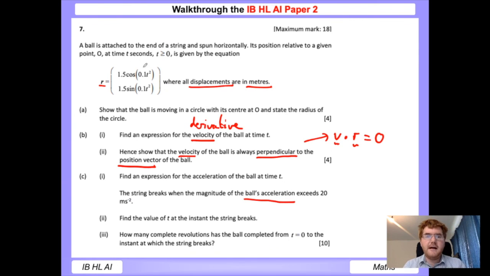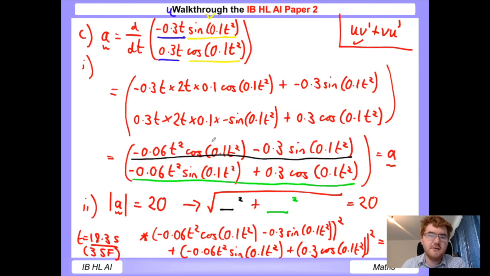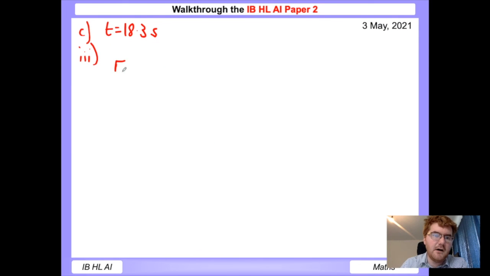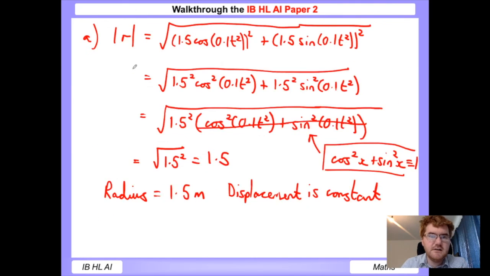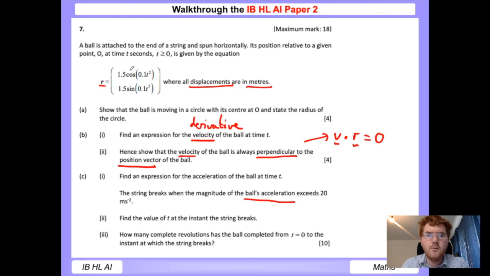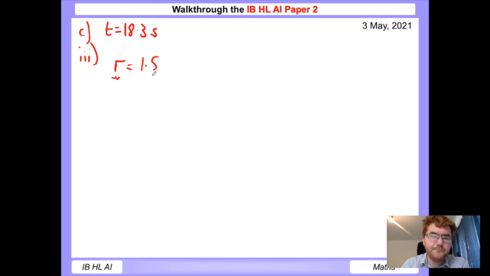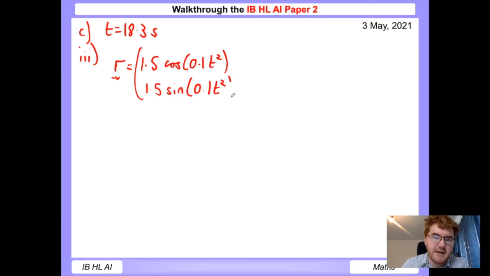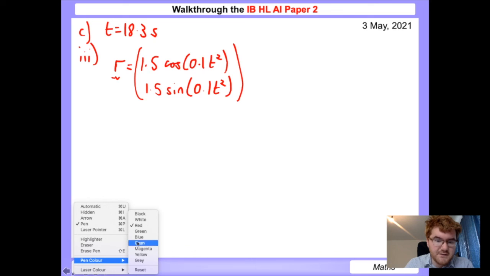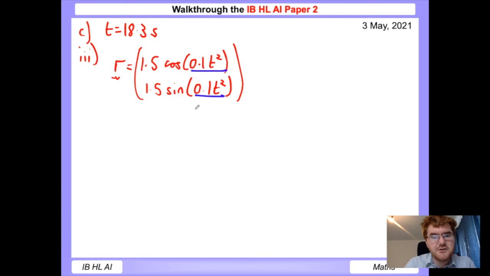So we're going to go right back to our initial displacement function. We're going to write down what r is, which is equal to 1.5 cos t squared, 1.5 sine. And what we're going to focus on now is the period of the function. That tells us how many revolutions are made. So we're going to focus on this part of the equation only. This tells us the revolutions and what's going on.